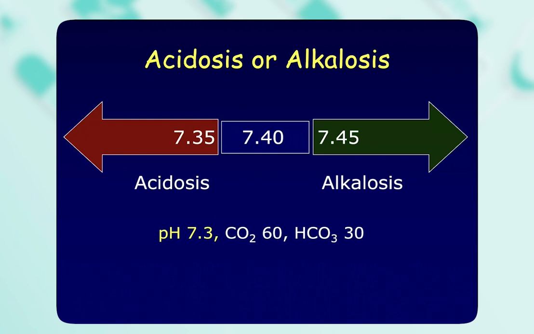This is an example. So pH 7.3, CO2 60, bicarbonate 30. Clearly, pH is less, so that means acidosis is there. But now, which one is the primary? Bicarbonate is 30, CO2 is 60. So, what do you guys think? What kind of acidosis is it? Respiratory acidosis. Okay.